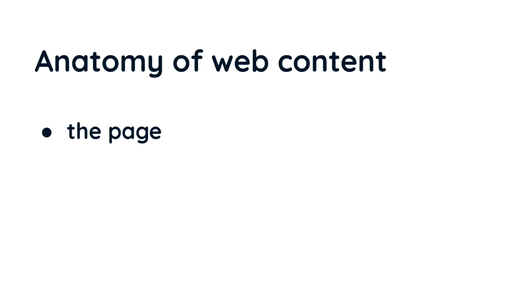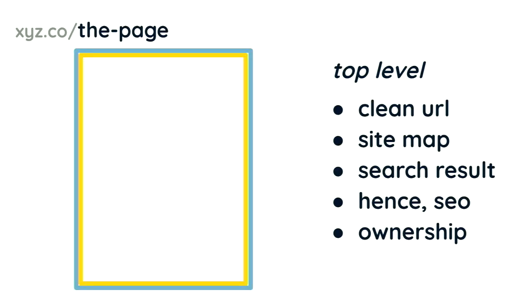So we've got a page that's really, really obvious. Everyone understands a page. I've got an about page on the internet. Sweet. There are aspects of this, right? It's going to have a clean URL, an SEO-friendly URL. It's going to be something that appears in a search result. It's going to want to have SEO. Some business department might want to own this page, right? It's probably going to appear in the sitemap. Okay, so that's a pretty easy to understand concept.